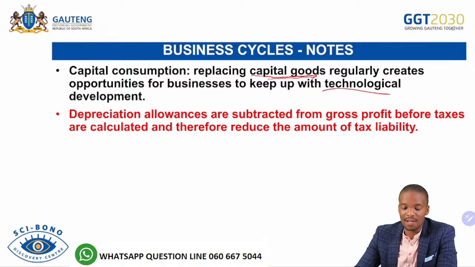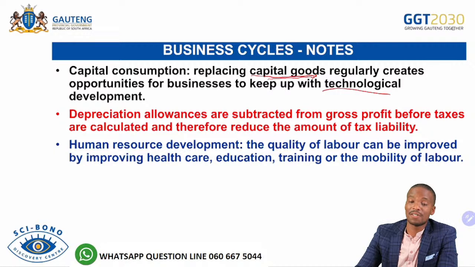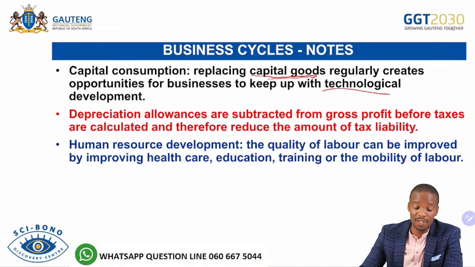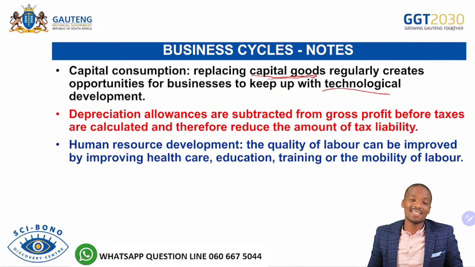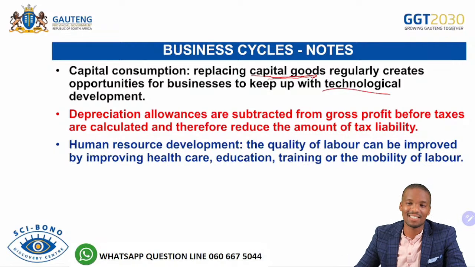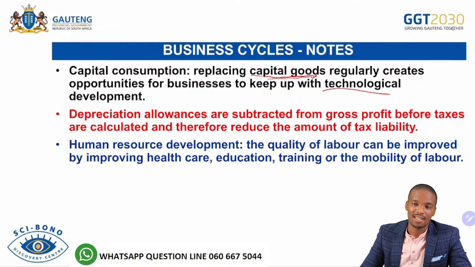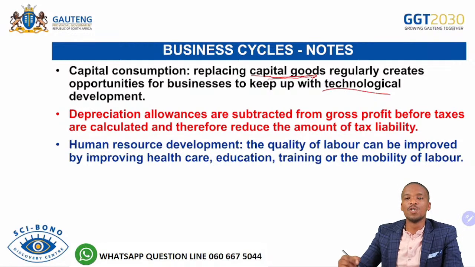Depreciation allowances are subtracted from the gross profit before taxes are calculated, and therefore they reduce the amount of tax liability. Human resource development. There's another factor. The quality of labor can be improved by improving the healthcare, education, training, and the mobility of labor. So if the training takes place, healthy workers tend to be more efficient than those who are not healthy. So now it means they can produce more goods than those who are not healthy.